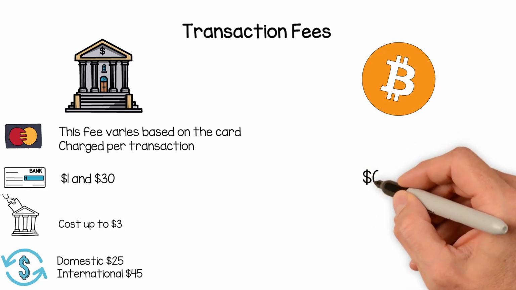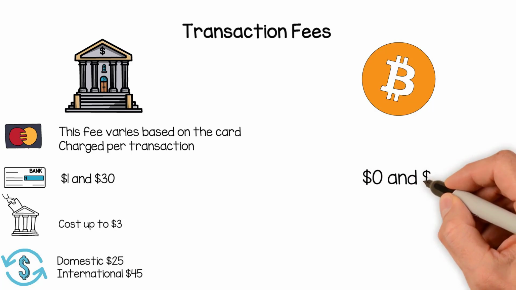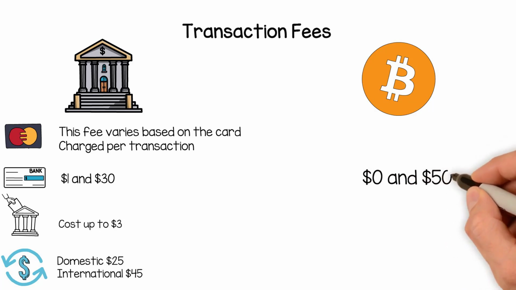Bitcoin has variable transaction fees determined by miners and users. This fee can range between $0 and $50, but users have the ability to determine how much of a fee they are willing to pay. This creates an open marketplace where if the user sets their fee too low, their transaction may not be processed.